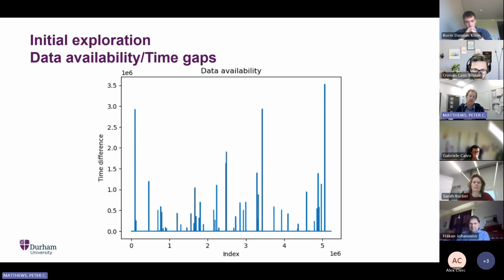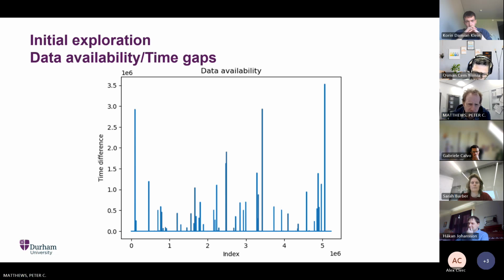And then finally, I wanted to see how continuous that data recording was. So what I did here is I calculated the time difference between every pair of adjacent data points. When we get a spike, that represents a pause in data collection. The bigger the spike, the longer the pause. And you can see here, there are quite a few big pauses that occur.